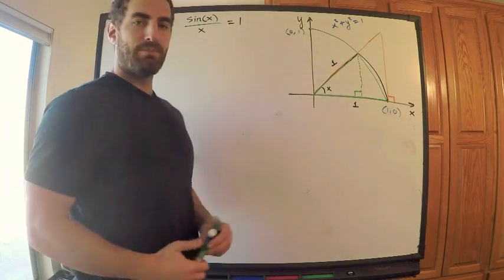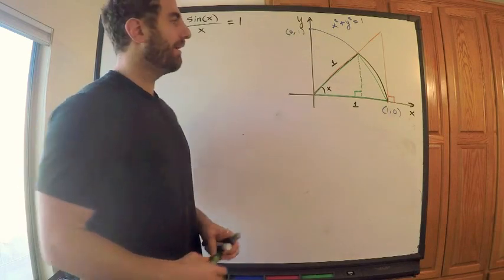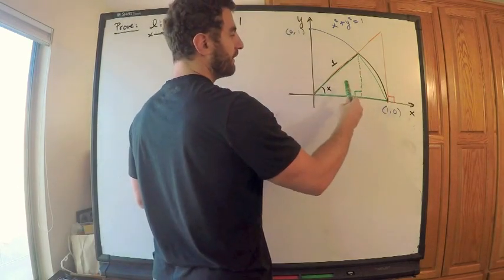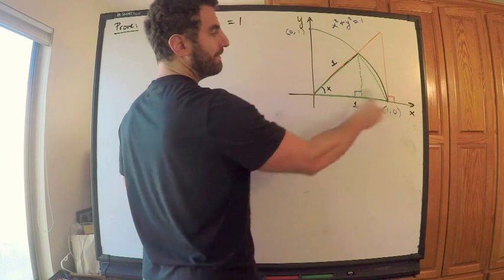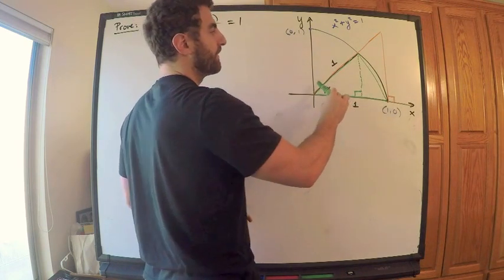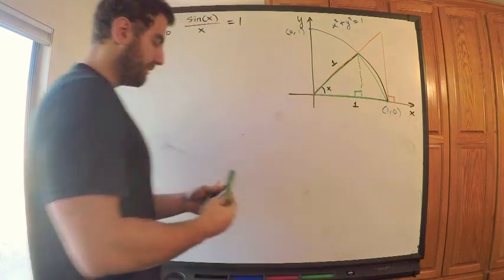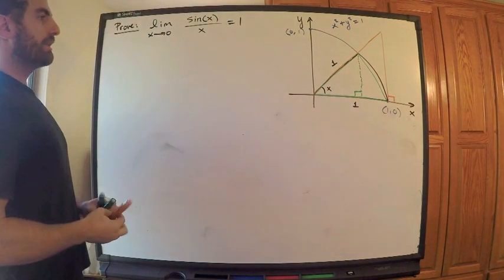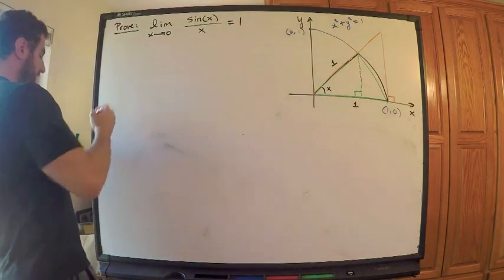I'm going to compare areas. I'm going to compare the area of the green with the area of the black. The area of the black is a sector of a circle, so I'll need that formula, with the area of the orange. So let's start with, it doesn't matter, the area of the orange.